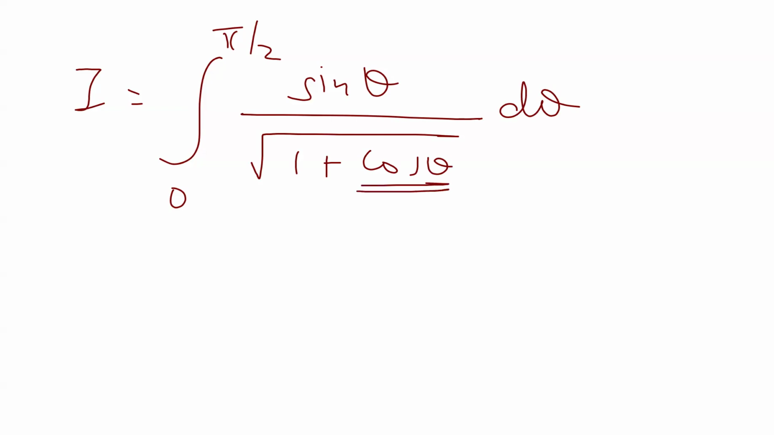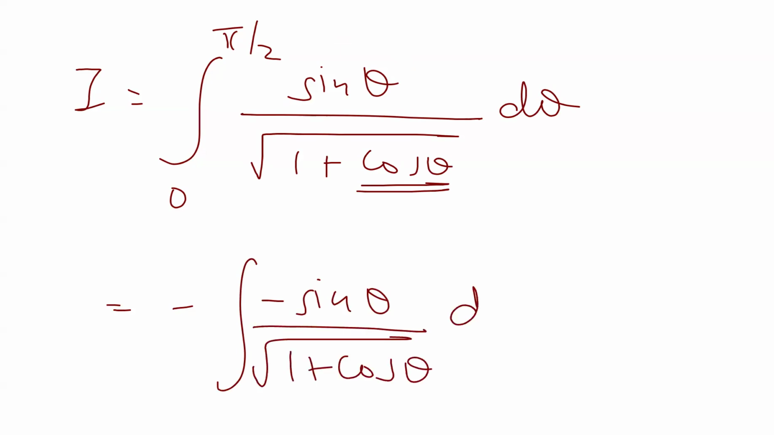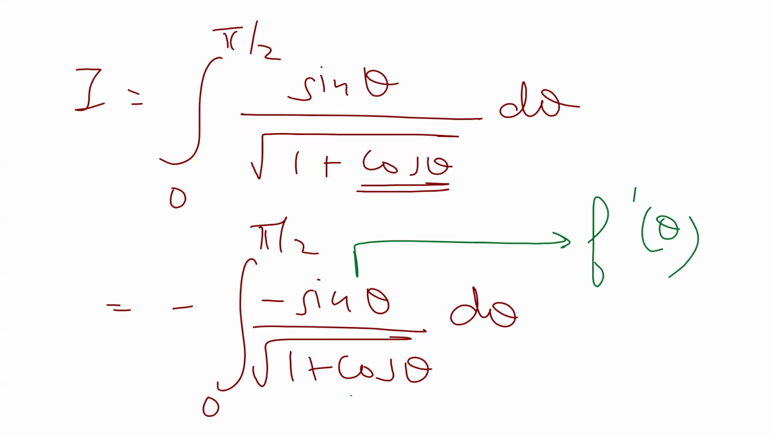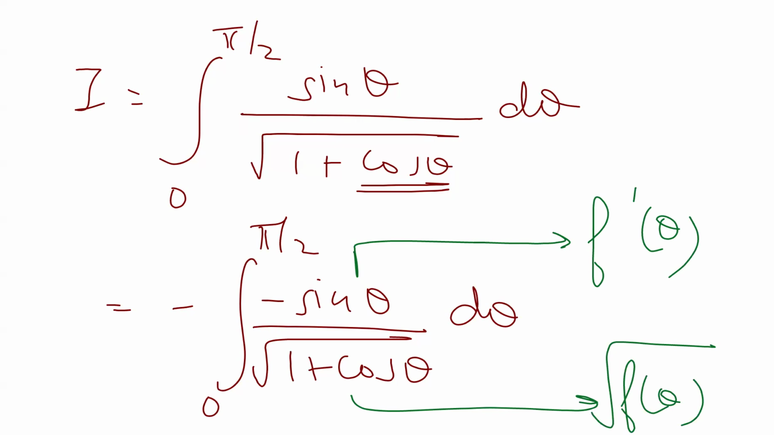Now see, the derivative of cos is minus sin. So that sin is already present over here. So the first step will be this. That should be your observation. Now this will be f dash theta upon root f of theta. So 2 root f of theta will be the answer. And then you have to simplify this further.